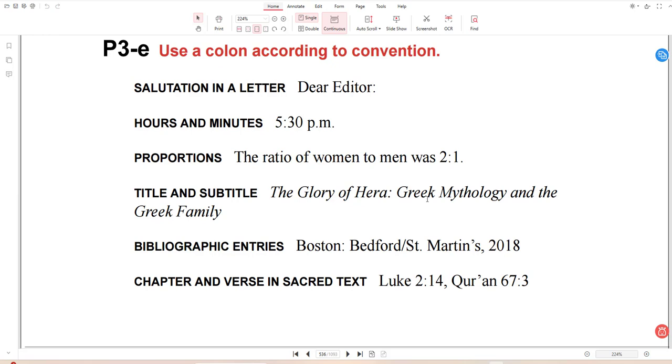Use a colon according to convention. Salutation in a letter: Dear editor. Hours and minutes: 5:30 p.m. Proportions: the ratio of women to men was 2:1. Title and subtitle: The Glory of Hera: Greek Mythology and the Greek Family. Bibliographic entries: Boston: Bedford, St. Martin's, 2018. Chapter and verse in a sacred text. So we use colons for all of this. Luke 2:14, Luke chapter 2, verse 14.